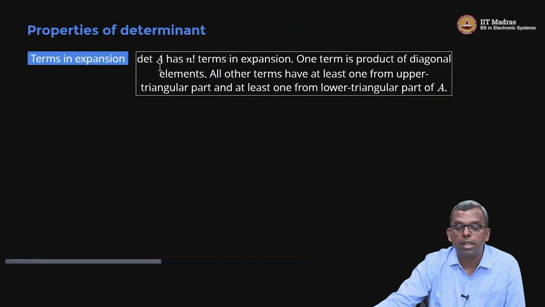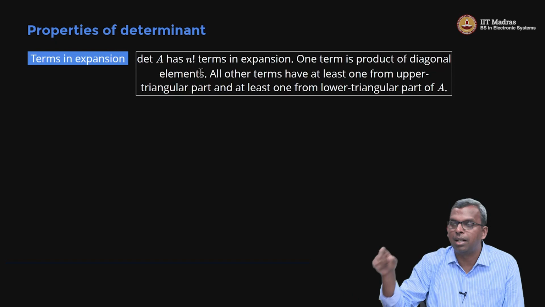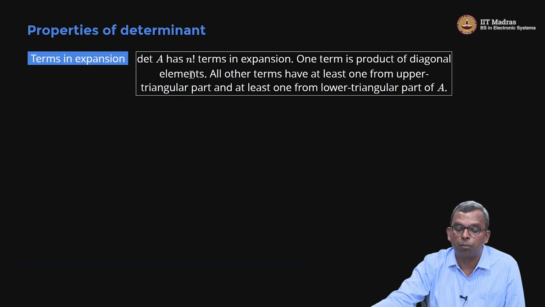It turns out determinant A has n factorial terms in the expansion. So 3 factorial is 6, right? If you want to do 4 factorial, it will be 24. There will be 24 terms for 4 by 4. In general, for an n by n matrix, the determinant will have n factorial terms in the expansion. One of these terms is a product of the diagonal elements. All the diagonal elements multiplied will be one term.